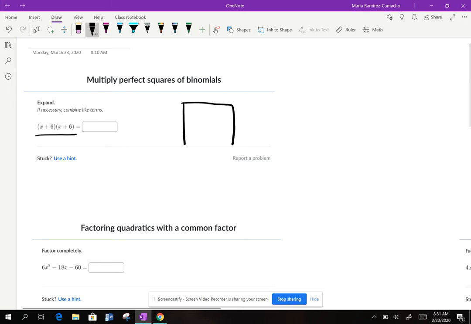When you're multiplying these, make a generic rectangle. Here you have x plus 6 for your length and your width. Okay, so write those and just multiply. X times x is x squared. 6 times x is 6x. Another 6x here. 6 times 6 is 36. And now we just add everything together, making sure to combine like terms.